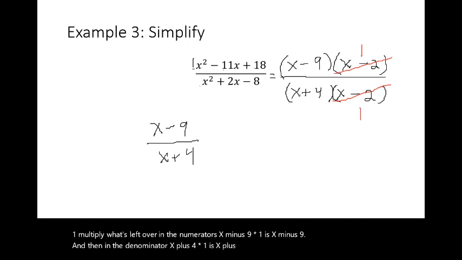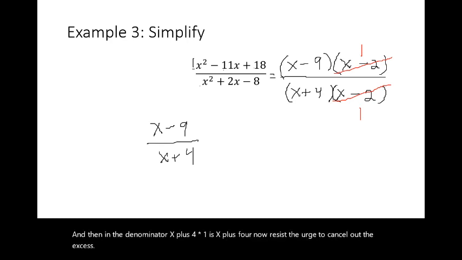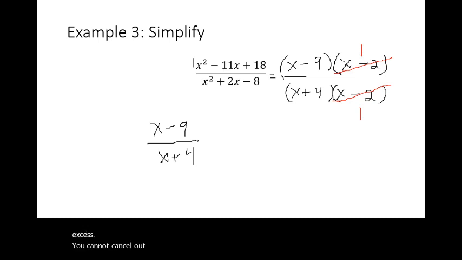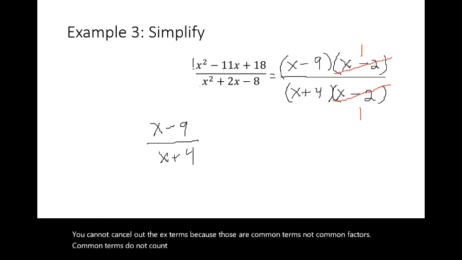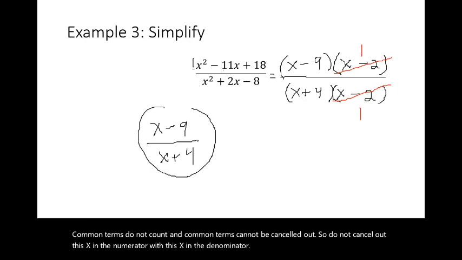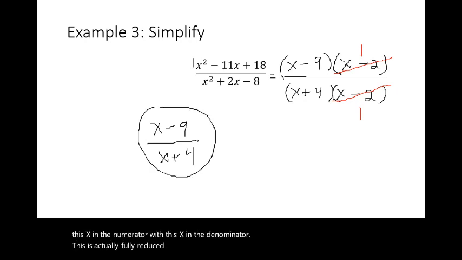Now, resist the urge to cancel out the x's. You cannot cancel out the x terms because those are common terms, not common factors. Common terms do not count, and common terms cannot be canceled out. So do not cancel out this x in the numerator with this x in the denominator. This is actually fully reduced, and so that is your final answer.